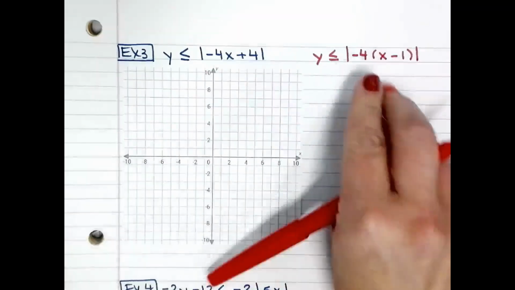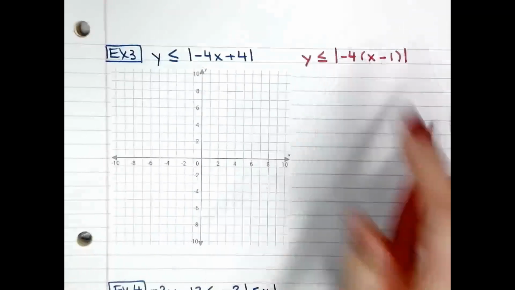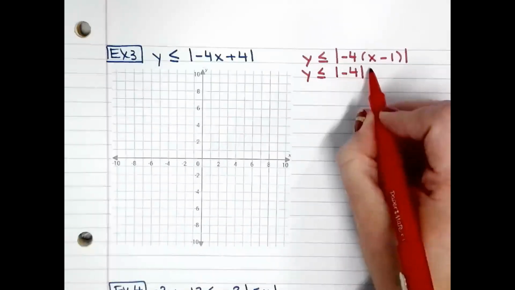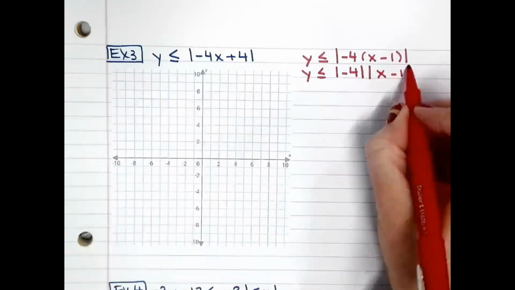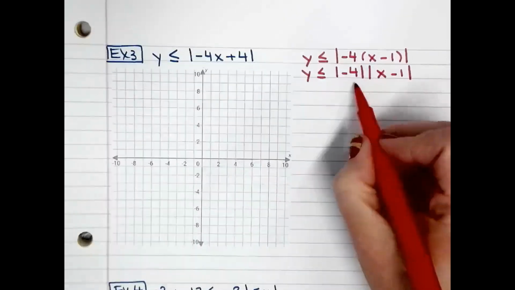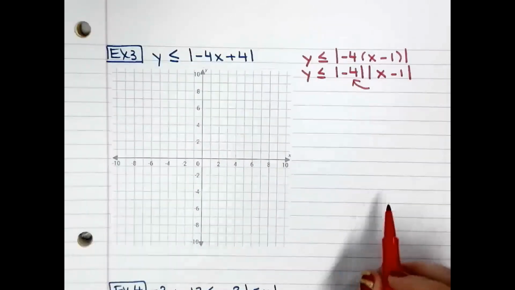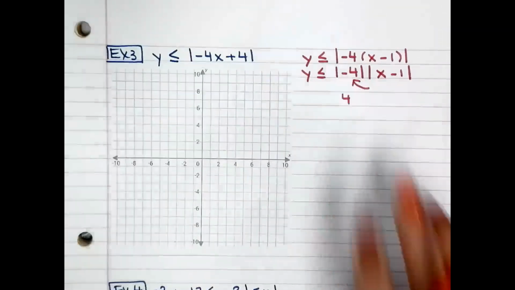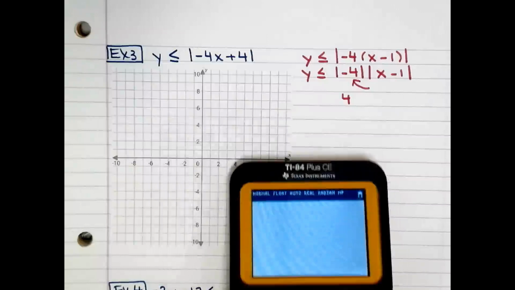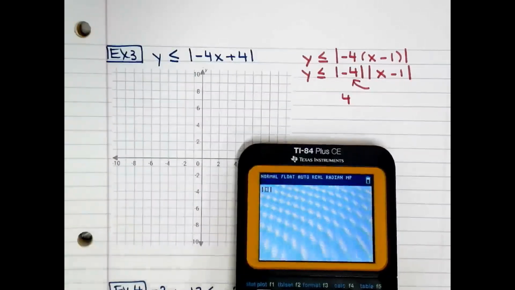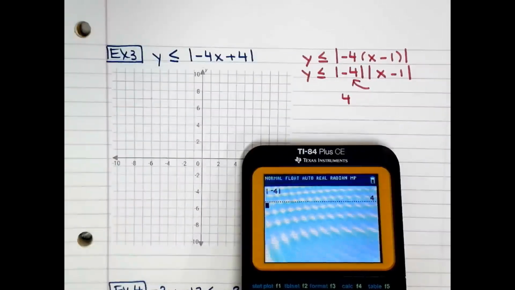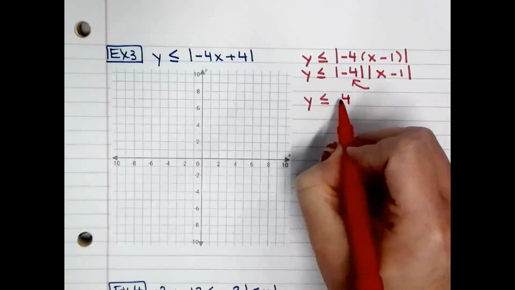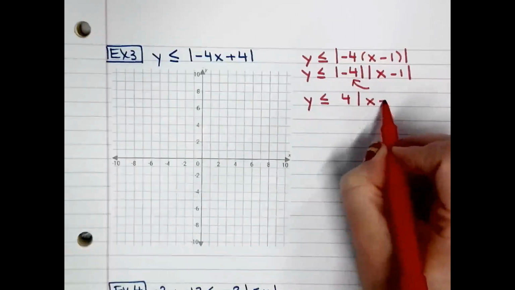So factor out -4, I have x minus 1. Okay? Now you're going to split that up into absolute values. So I have the absolute value of 4 and also the absolute value of x minus 1. Now, you have to evaluate the absolute value of -4. When you take the absolute value of -4, you just get 4. If you don't believe me, that's fine. You shouldn't. You go to the calculator, absolute value of -4, it will give you 4. Okay, so I have y is less than or equal to 4 absolute value of x minus 1.